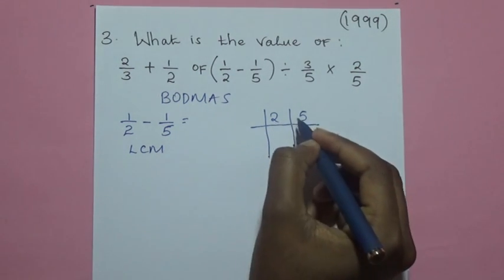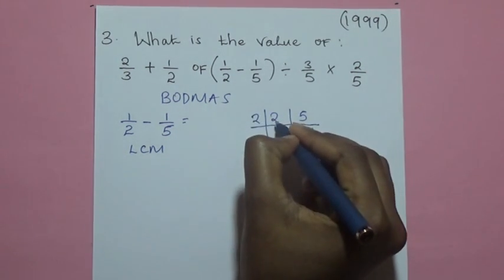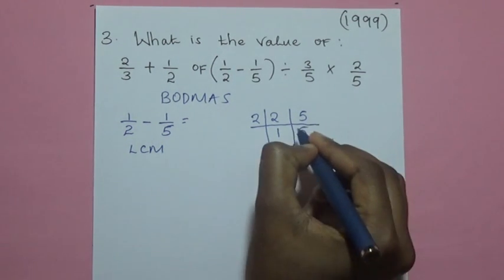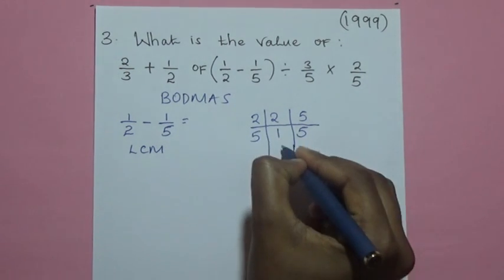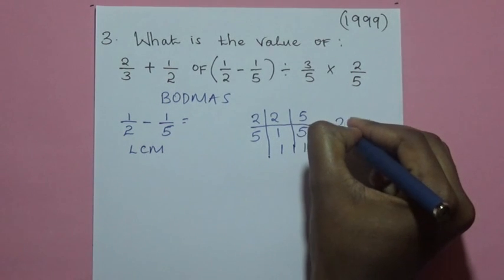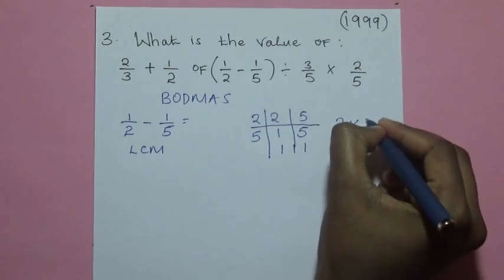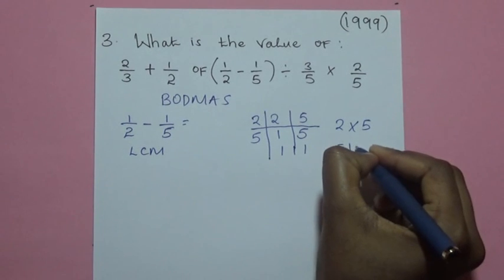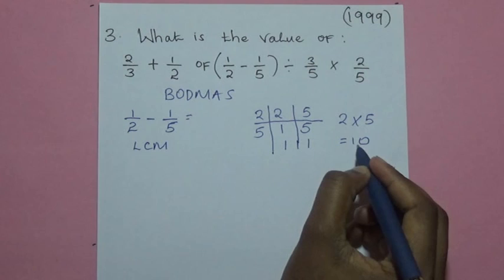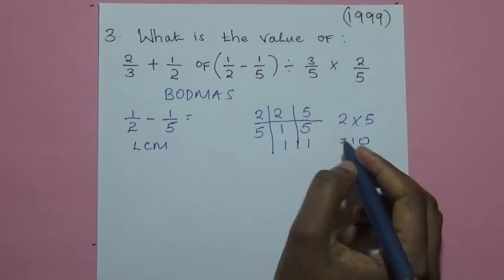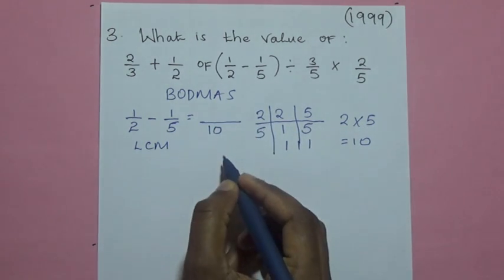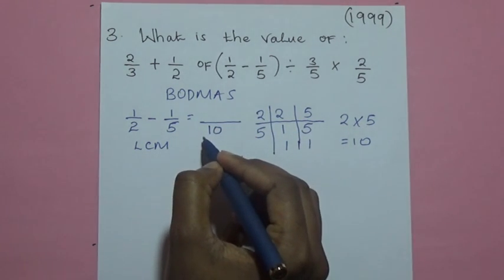So 2 and 5, we can divide by 2 to get 1, and then we bring down the 5. 5 we divide by 5, and you are left with 1. So the LCM will be 2, you multiply by 5, you get 10. Okay? Now 10 will become the common denominator. Now we can work out.